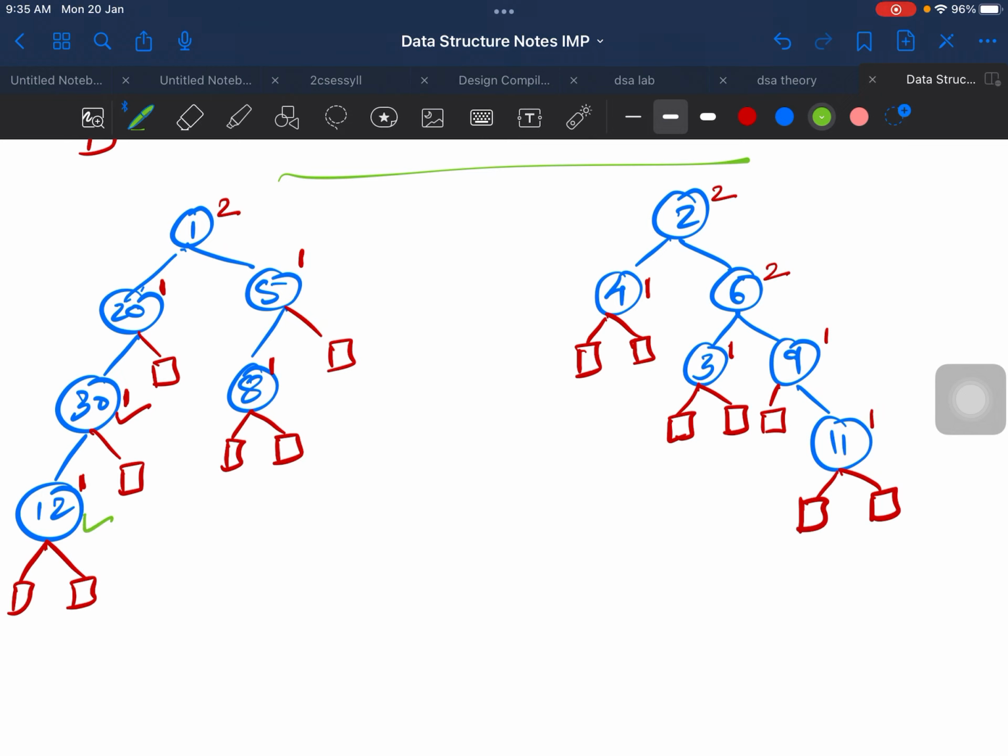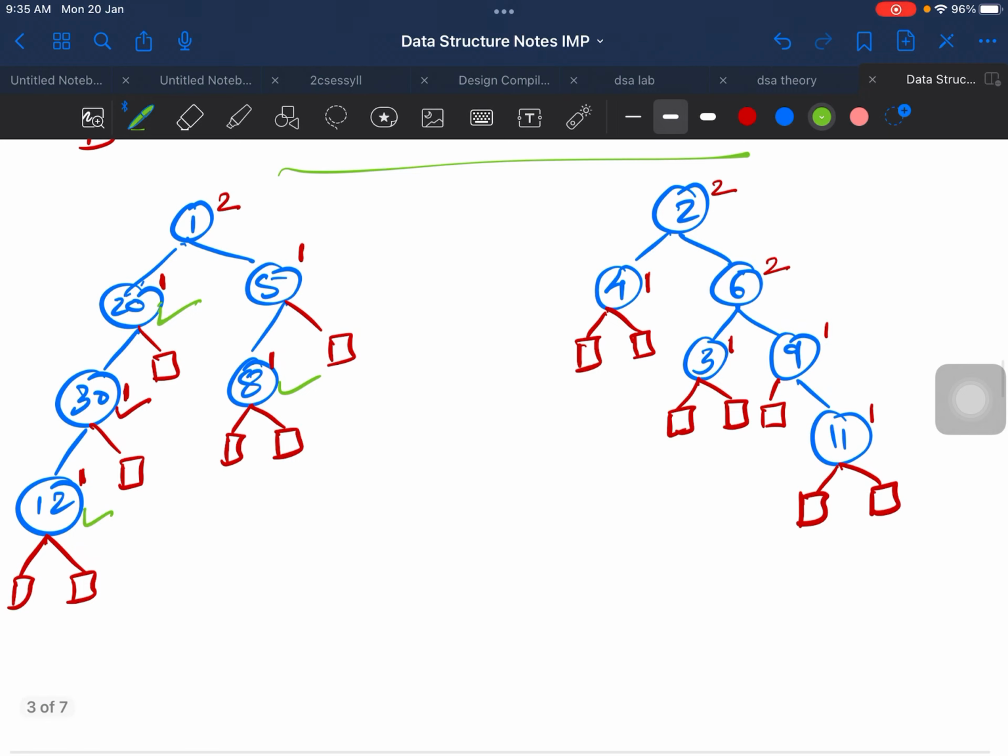20 has two children, one original child and one external child. The external child's S value is always 0 and the original child's S value is 1. So 1 is greater than or equal to 0. Yes, that's why 20 is valid. Then come to 8. 8 is a leaf node, so both its children are external nodes, so this is a valid node only.